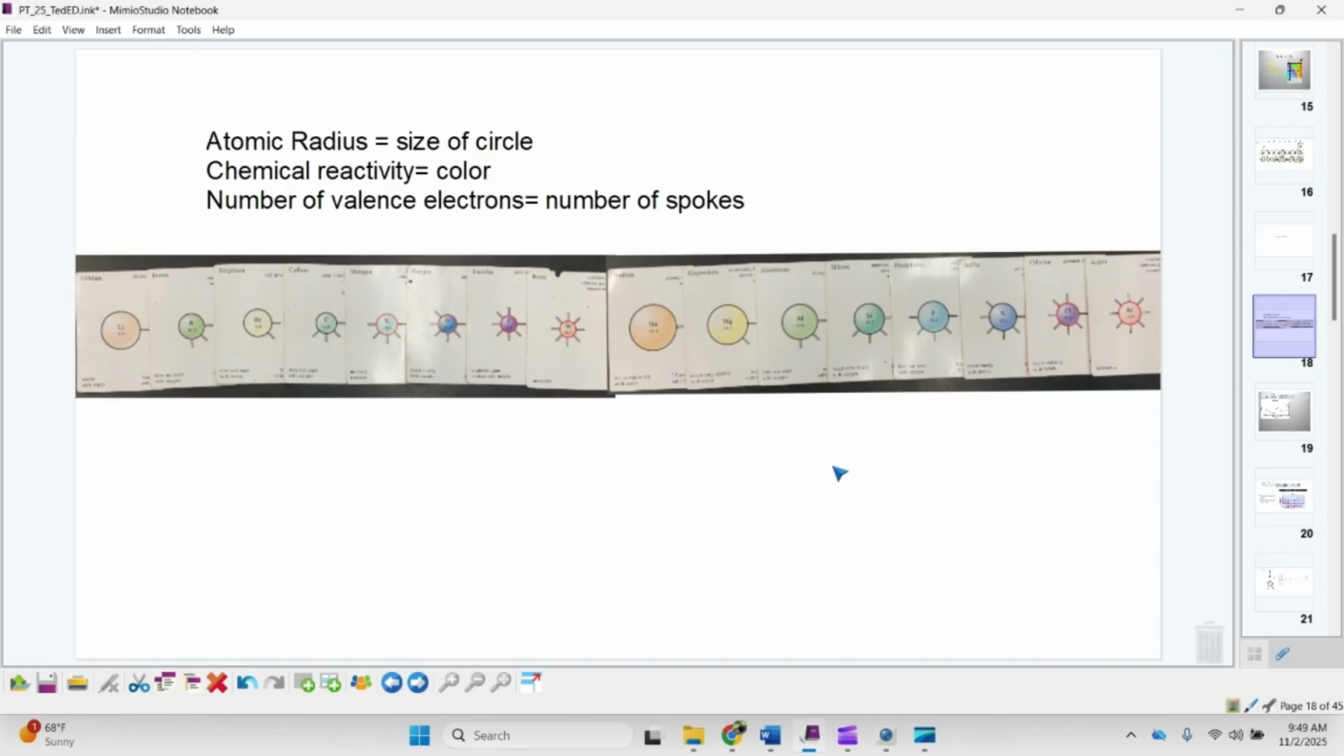and the circles on the cards, the different sizes represented the radius of the atoms. The colors represented how reactive the elements were, and the number of spokes represented the number of valence electrons. And there were patterns we saw and talked about.